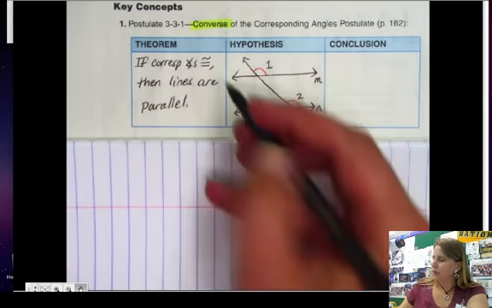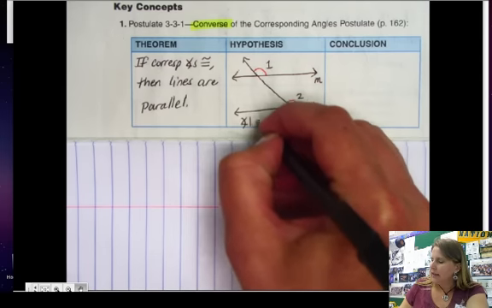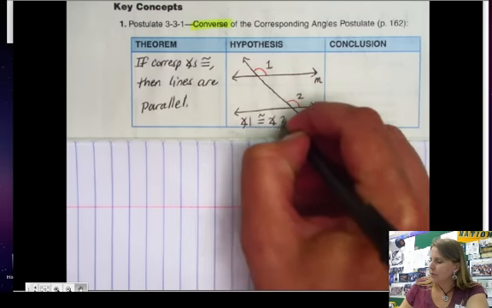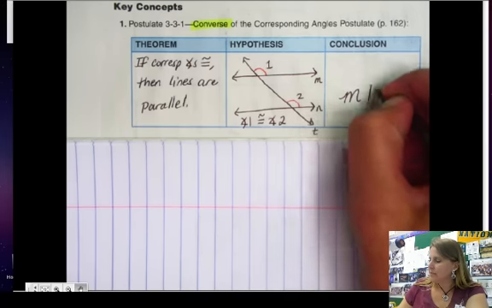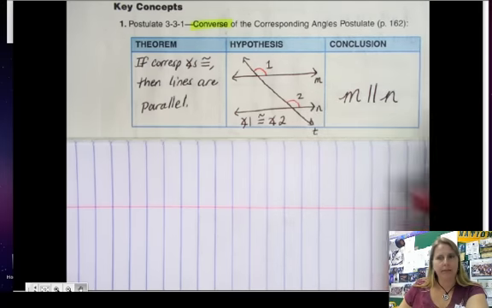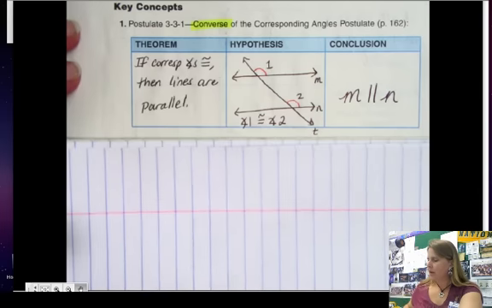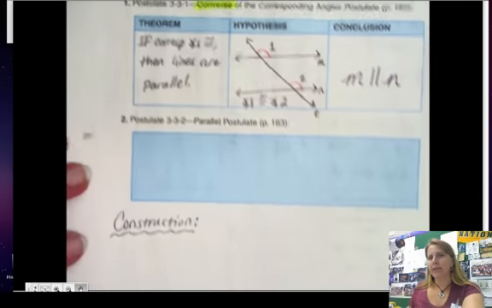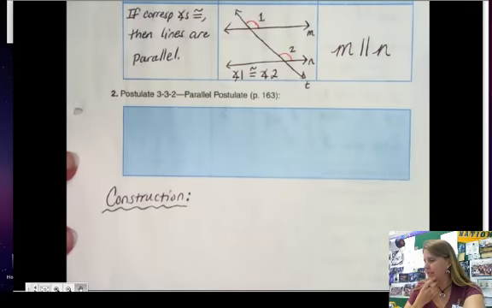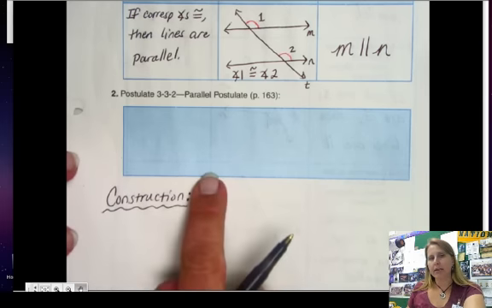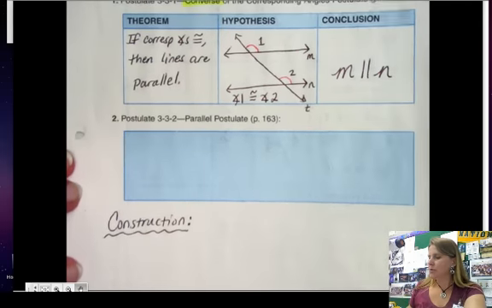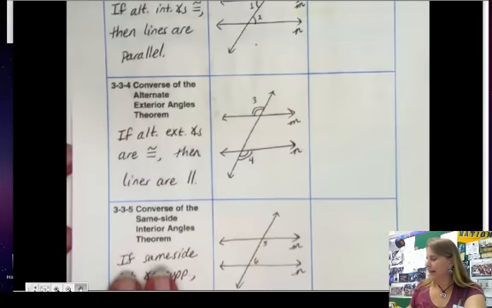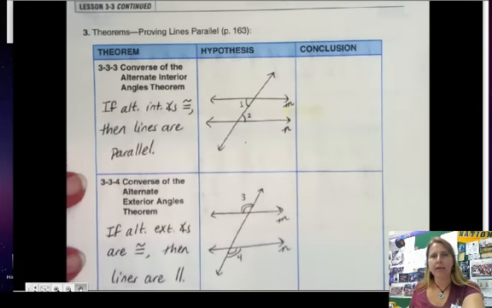So you are told that angle 1 is congruent to angle 2. Therefore, we know that M is parallel to N. Okay? We're going to skip this and come right back to it. We're going to be doing a construction. But before we do that, let's finish doing our theorems on the back side on page 58.